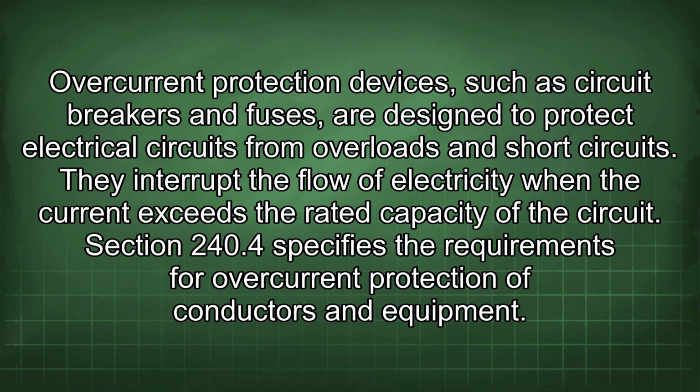Overcurrent protection devices, such as circuit breakers and fuses, are designed to protect electrical circuits from overloads and short circuits. They interrupt the flow of electricity when the current exceeds the rated capacity of the circuit. Section 240.4 specifies the requirements for overcurrent protection of conductors and equipment.